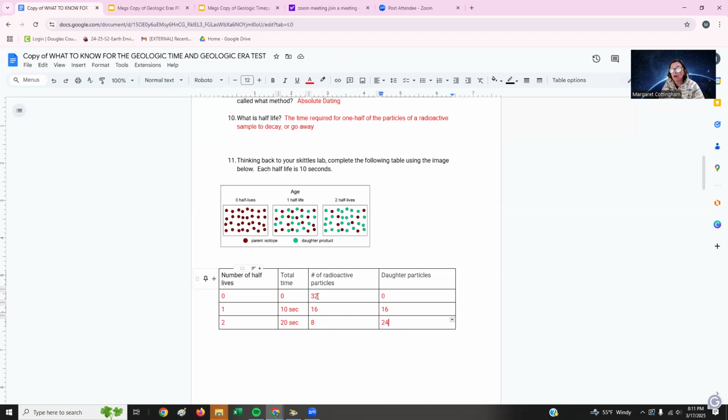Okay, so this is what we did with our Skittles lab. Basically you need to be able to do this for your test. You will be given something very similar to this.